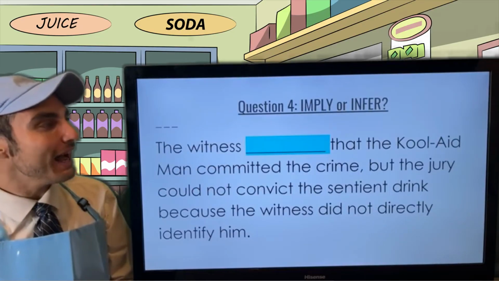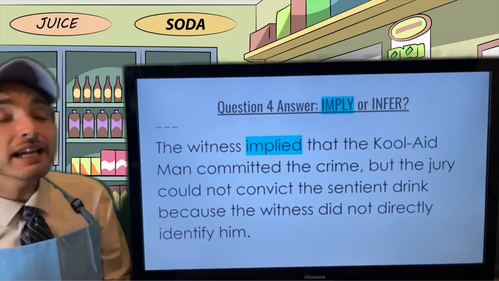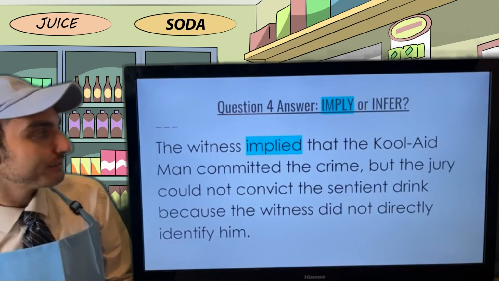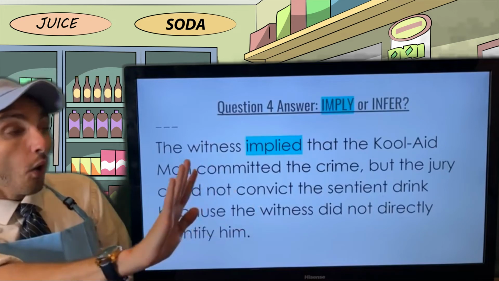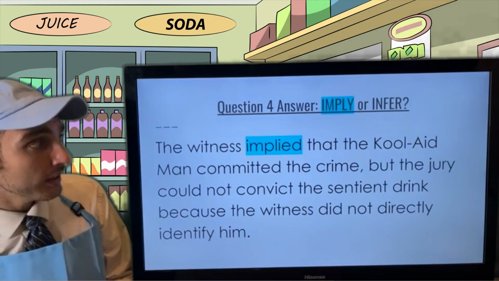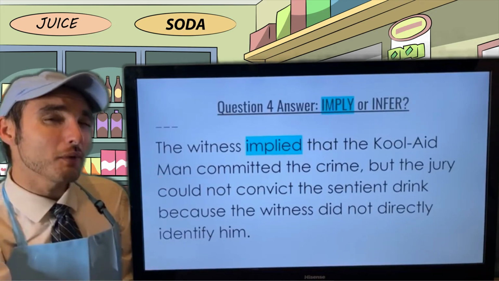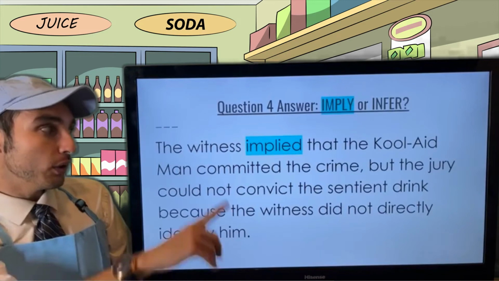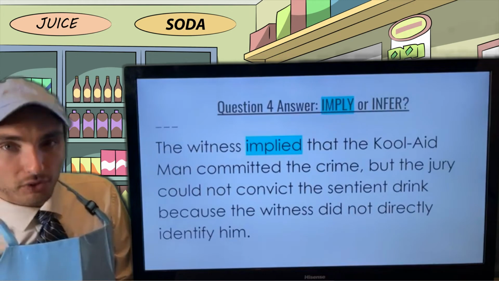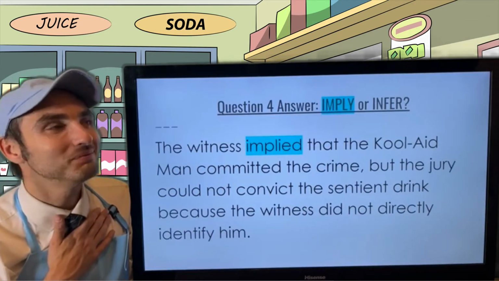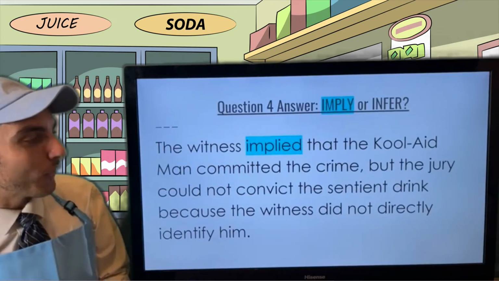Great! I hope your answer is absolutely incredible, because here's my answer. Imply. Imply. The witness implied, so suggested or hinted at the idea that the Kool-Aid man committed the crime. But the jury couldn't do anything about it because the witness implied it, did not directly state it or identify the Kool-Aid man. Oh, I love the Kool-Aid man. So unhinged. Like me. Hopefully you got it right.